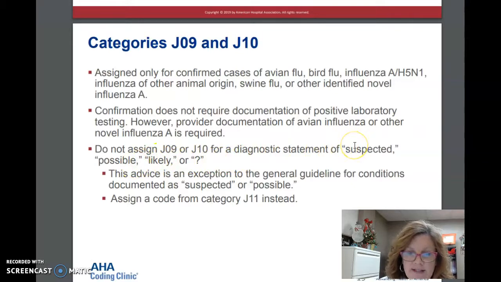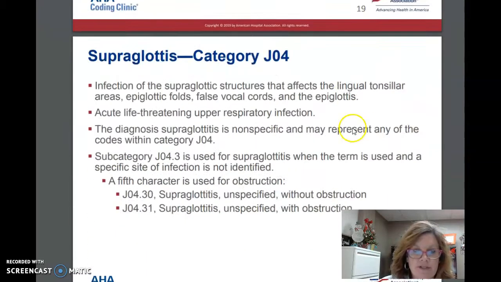Do not assign influenza here. This is another exception. We had AIDS in the past, we had epilepsy. You cannot code influenza if it's suspected, possible, or likely, okay, as an inpatient. It has to state that they have it. Again, keep in mind they use a lot of these for statistics.